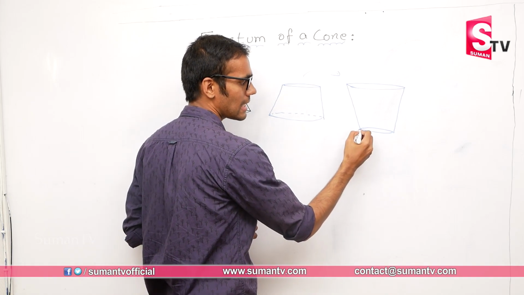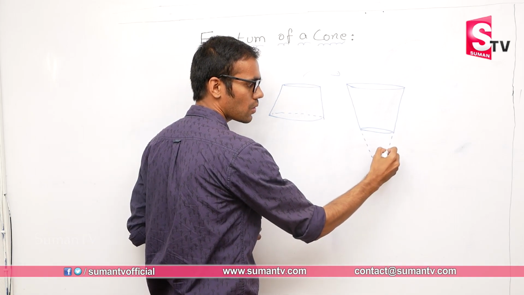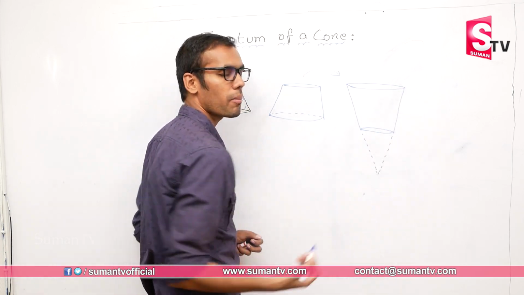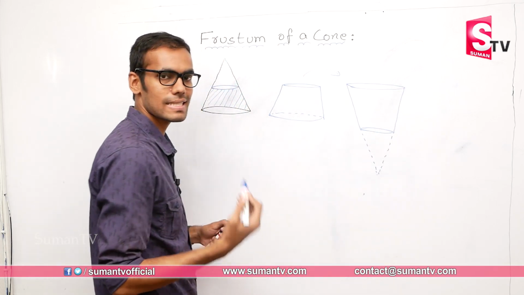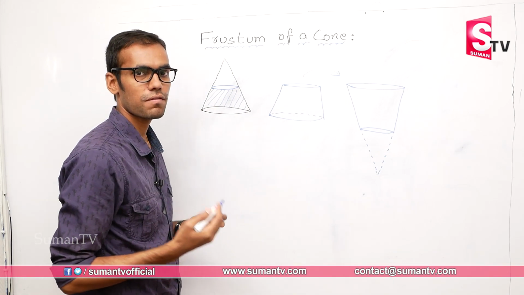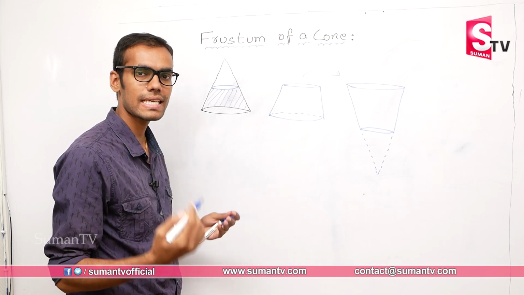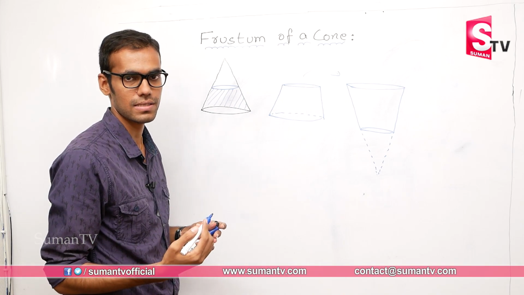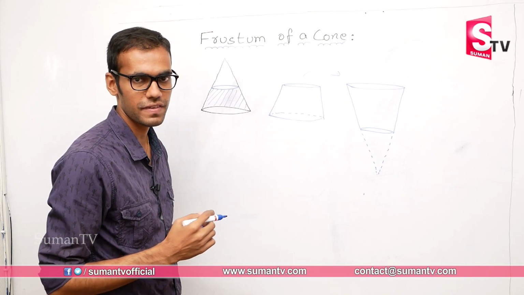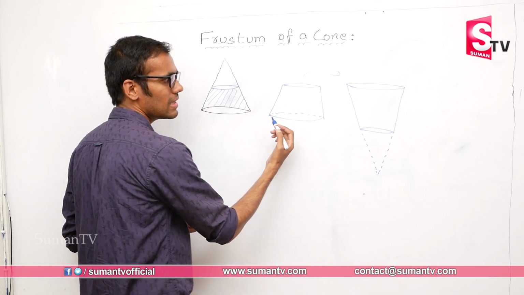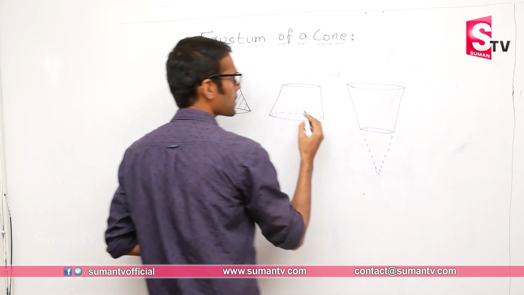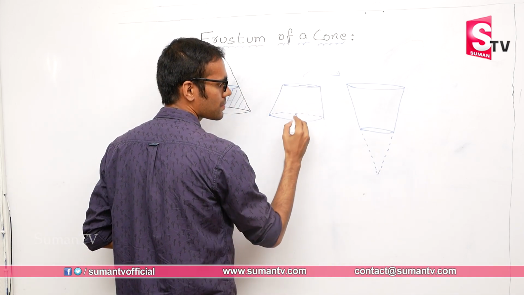If you extend the slant heights of this frustum, you will be forming a proper cone, right? Now, how do we derive the formulas for volume of the frustum, CSA of the frustum and TSA of the frustum? You already know what is CSA and TSA, curved surface area and total surface area. So, what will they give in the examination? So, let's look at this diagram.